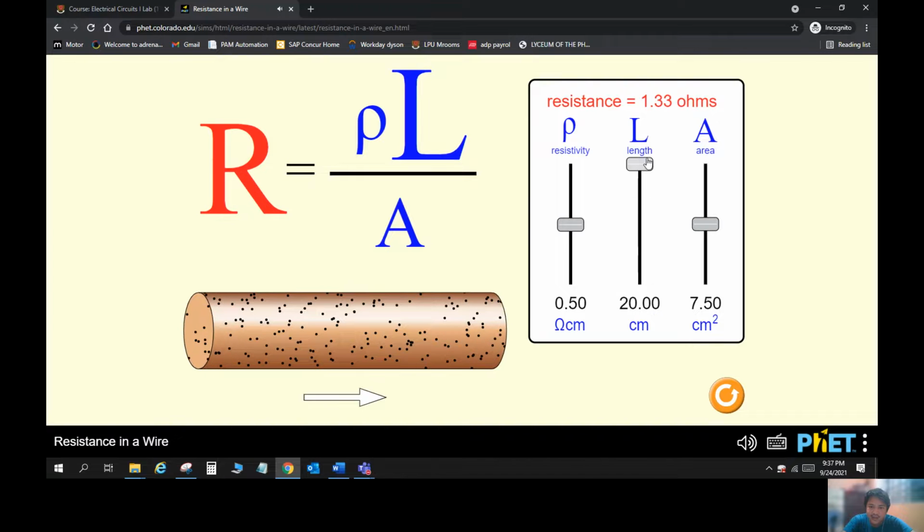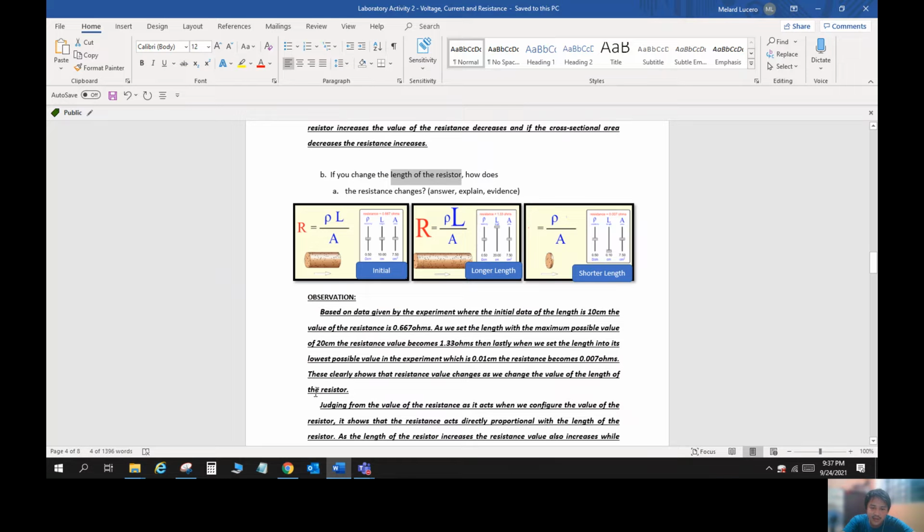As we configure the length to its maximum possible value, which is 20.00 centimeters, the effect on the resistance will be 1.33 ohms. This is also stated here in our first paragraph, which is basically the data that we get. So this is the statement: as we set the length to the maximum possible value of 20 cm, the resistance value becomes 1.33 ohms.